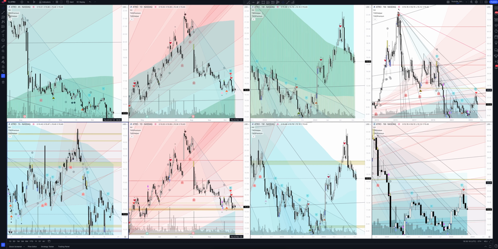Today we will take a look at Astronics Corp stock. Let's analyze the market situation and find out how you can make money on it. Let's start.